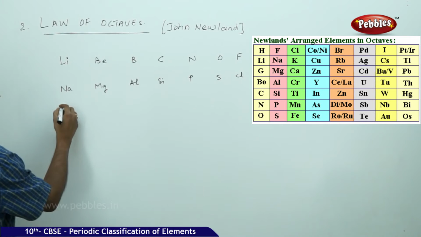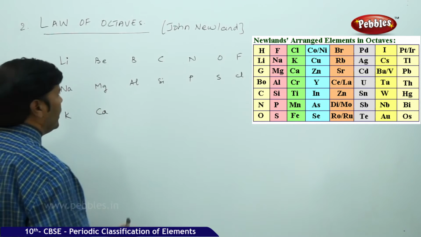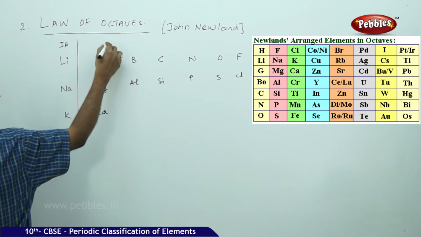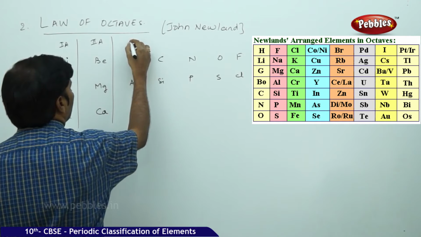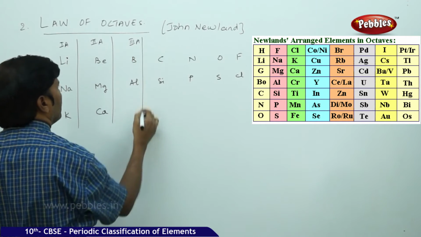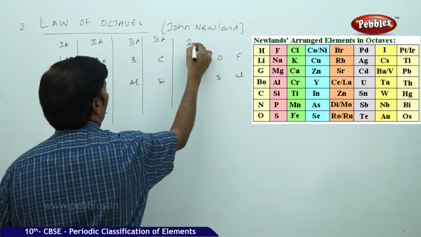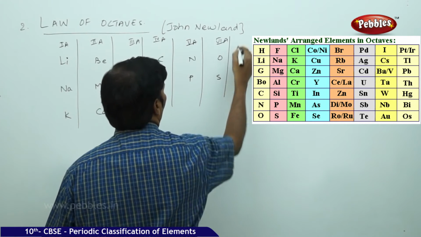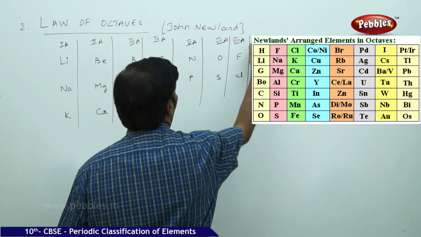Of course, you can take even the next elements, potassium and calcium. What you're noticing is this is 1A group, this is 2A group, 2A, and of course this is 3A, this is 4A, this is 5A, 6A, 7A, and 8A group.